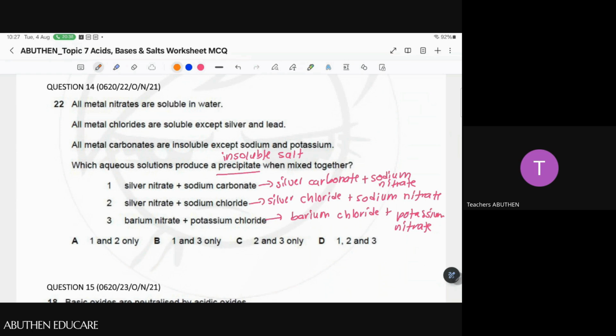Carbonate is definitely insoluble here. That's what we want. Sodium is definitely soluble. Silver chloride is going to be insoluble. If you remember CLS, all chlorides are soluble except lead and also silver. Then potassium is definitely soluble. Barium chloride is soluble. The one that is not soluble is barium sulfate. So the third one is wrong. The answer is A.